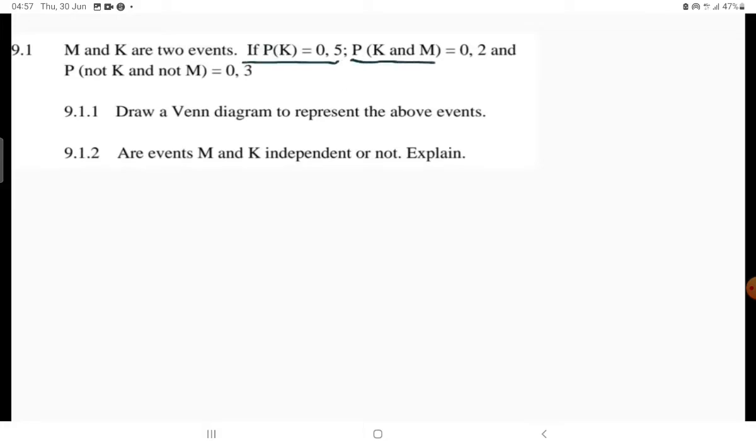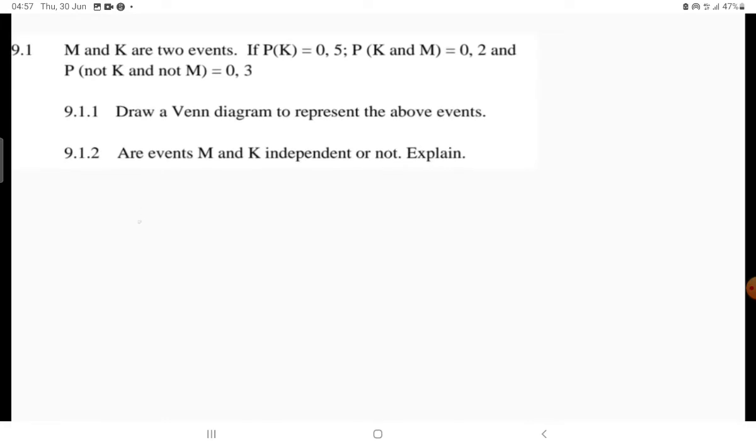M and K are two events, and probability of K is equal to 0.5. Probability of K and M is equal to 0.2, and probability of not K and not M is equal to 0.3. So this is the information that is provided to us. Question 9.1.1 says draw the Venn diagram to represent the above events. So we need to represent this information in a Venn diagram.